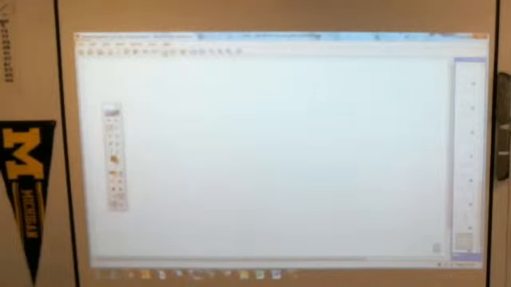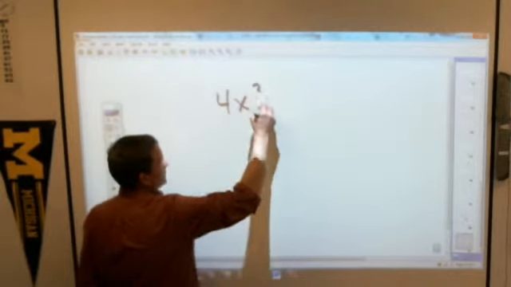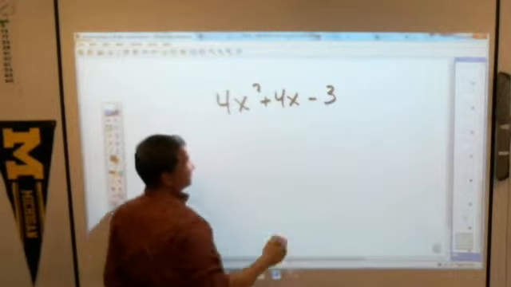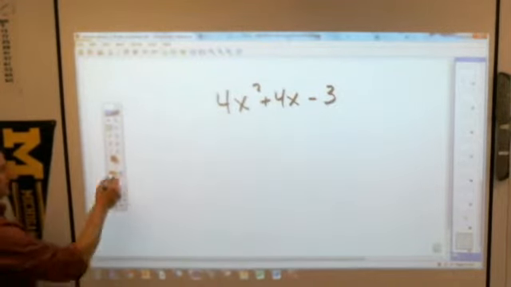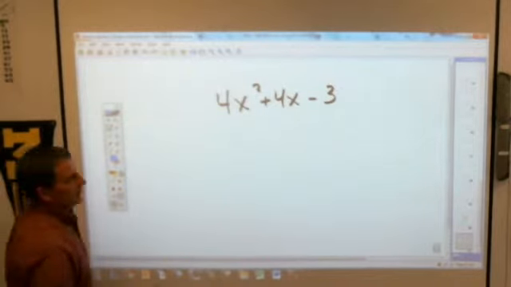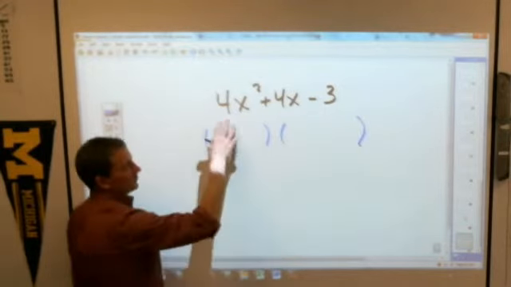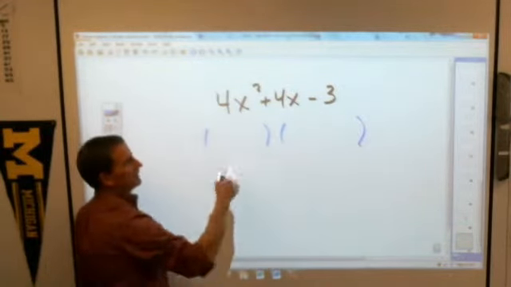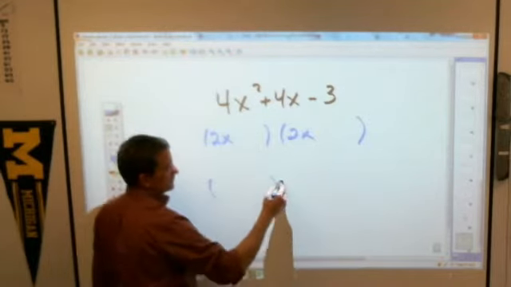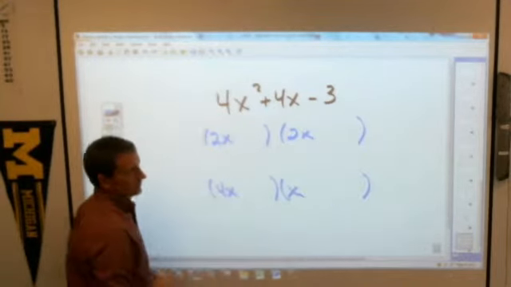How about this one? 4x squared plus 4x minus 3. This one isn't so bad because there's only so many ways you can get -3. But here is what you have to think about. How many different ways I could get 4x squared? I could have a 2x here and a 2x there, or I could have a 4x and an x there.